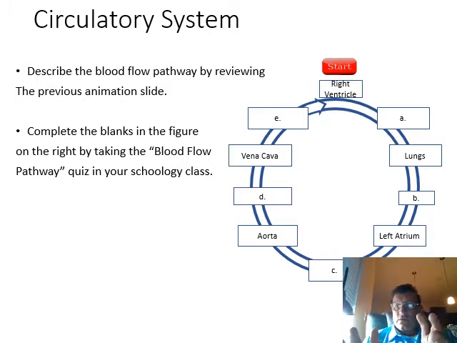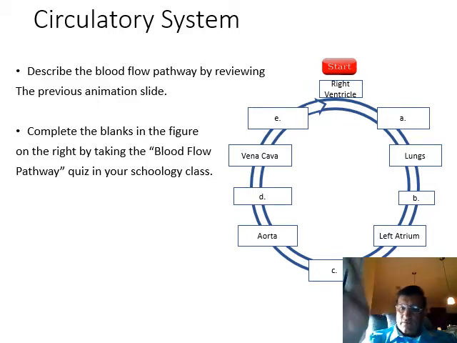So your job is to go to the previous slide, look at the animation, then see if you can answer A, B, C, D, and E. I've given you some hints of different parts. I need you to go to the previous slide and look at the blood flow, and then come back to this slide and find out what A, B, C, D, and E are.